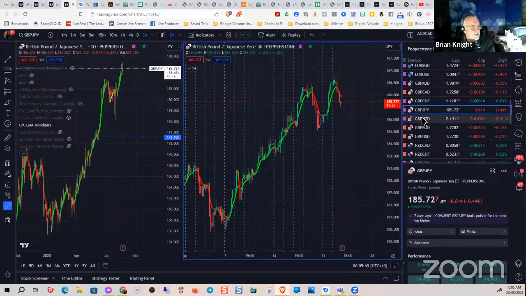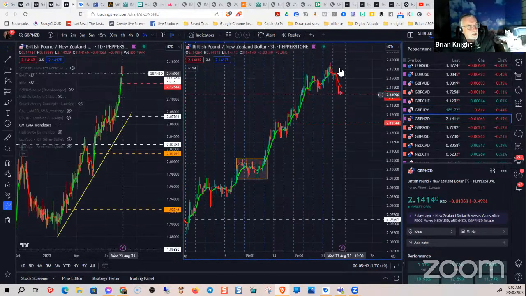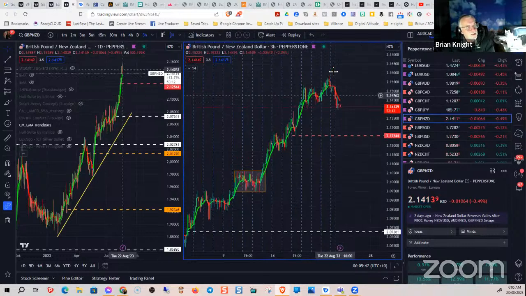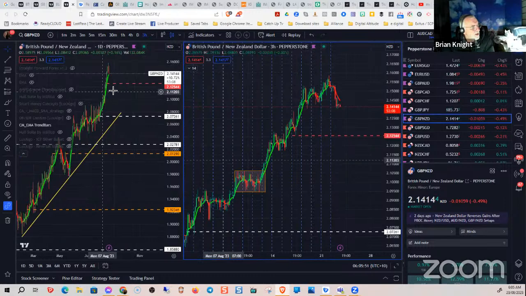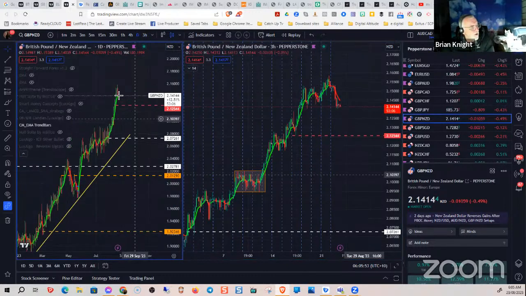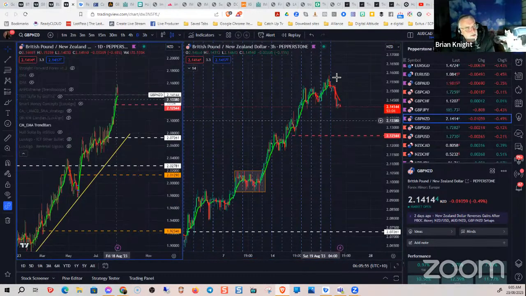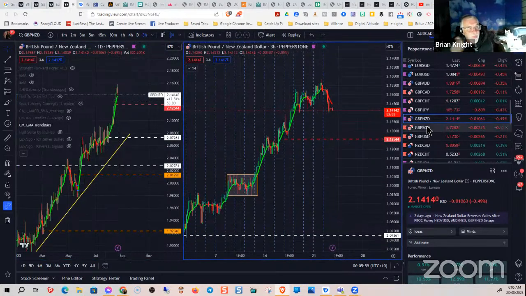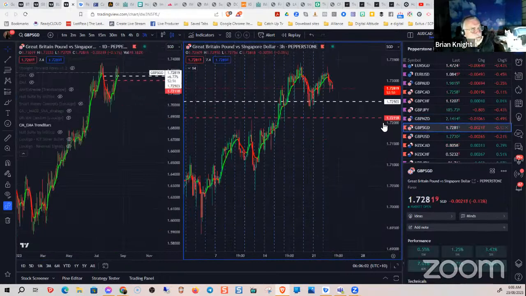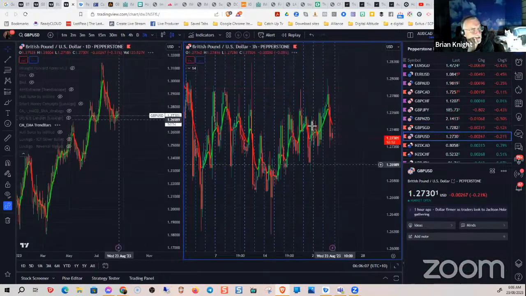Then GBP/NZD, same. We're getting another pullback down to break structure. Is that a swing high and a pullback down? That's not what the daily is saying at the moment. It doesn't mean it won't change. It's just testing out people, I think. Well, particularly for this strategy. Same thing, Singapore, pullback and another pullback, and the GBP/USD.